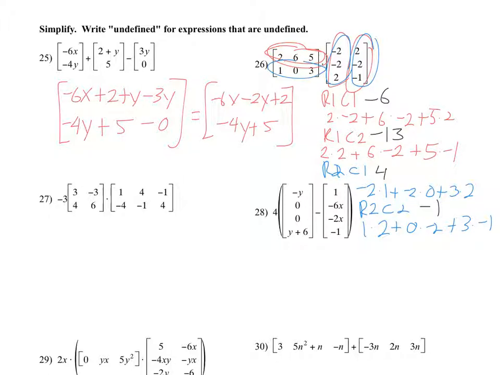Finally, I'm going to build my matrix. And in row 1, column 1, I'm going to put -6. In row 1, column 2, I'm going to put -13. In row 2, column 1, I'm going to put 4. And in row 2, column 2, I'm going to put -1. These positions correspond with what we multiplied to get there.